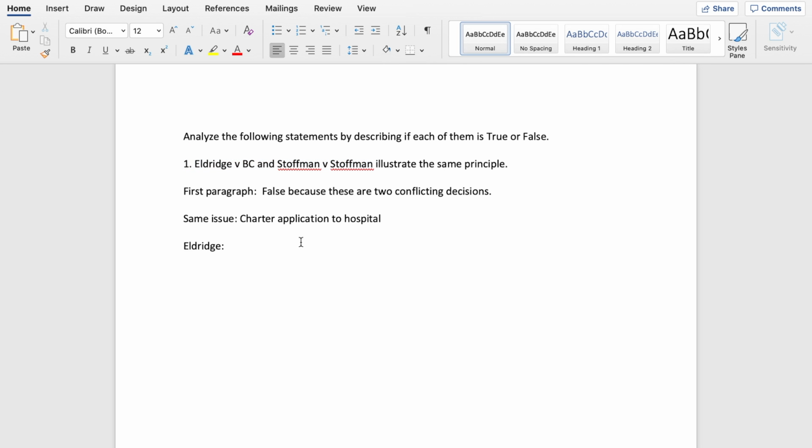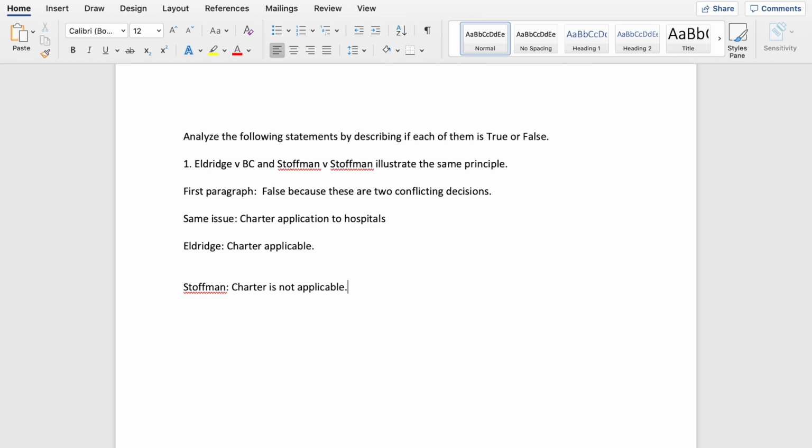Okay? So the two cases deal with the same issue, which is Charter application to hospitals, which means that they both are dealing with the same issue, but the principle is very different. So, principle means what did the cases decide? In Eldridge, this case decided when the Charter is applicable. So the Charter was applicable in this case, and they talk about situations where the Charter is applicable. And in the other one, which is Stoffman, they talk about situations where the Charter is not applicable.